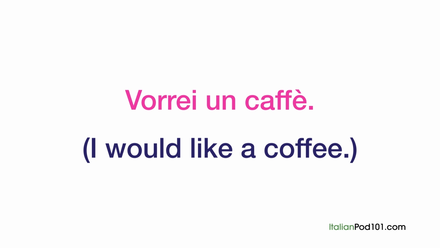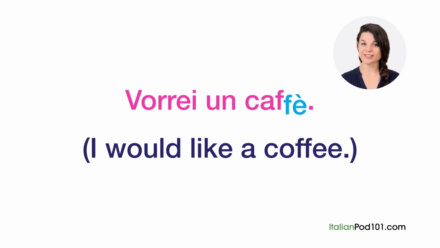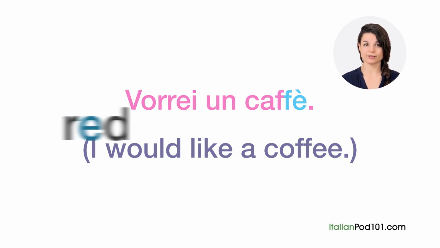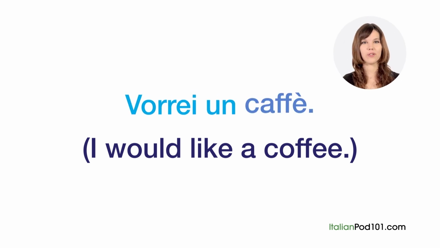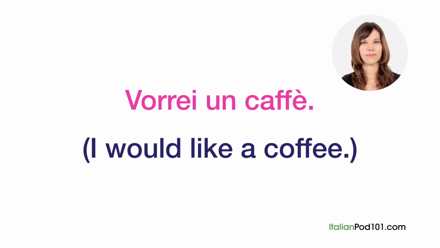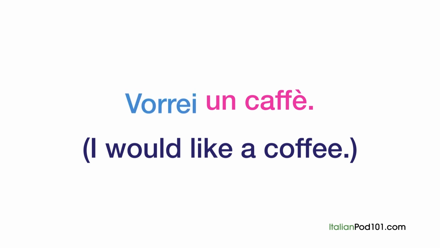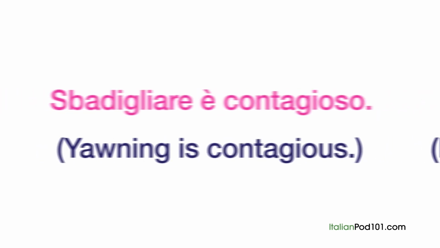How would you pronounce it? Vorrei un caffè. Did you stress the final syllable? Remember that the accent marker indicates that the syllable needs to be stressed. And since it's a downward stroke, it'll be more of an open E sound, like the E in red. Try once more. Vorrei un caffè. Here's another one.